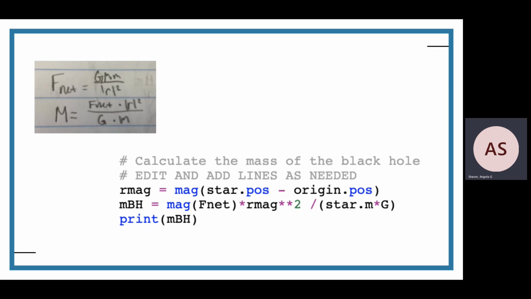To find the mass of the black hole, I used the gravitational force formula. This formula states that the gravitational force is equal to big G times m1 times m2 divided by the distance squared. I used algebra to get the mass of the black hole is equal to net force multiplied by distance squared divided by big G multiplied by the mass of the star.